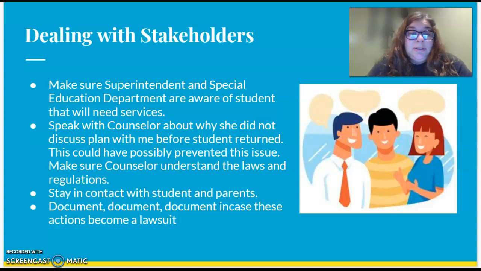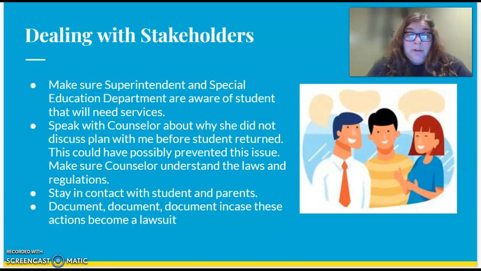Dealing with the stakeholders, I feel like I need to be talking to my superintendent. That's who in my school we would need to make sure is involved with this. Maybe it's different in a larger district. Who's in charge of your special ed department? Are they aware of this student now having these needs and services that we didn't have before? There's just a lot that we really don't know in the little bit that they've given us.